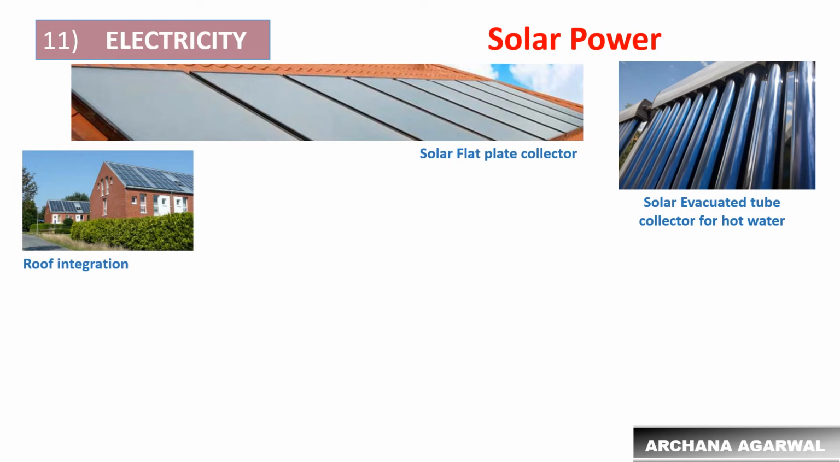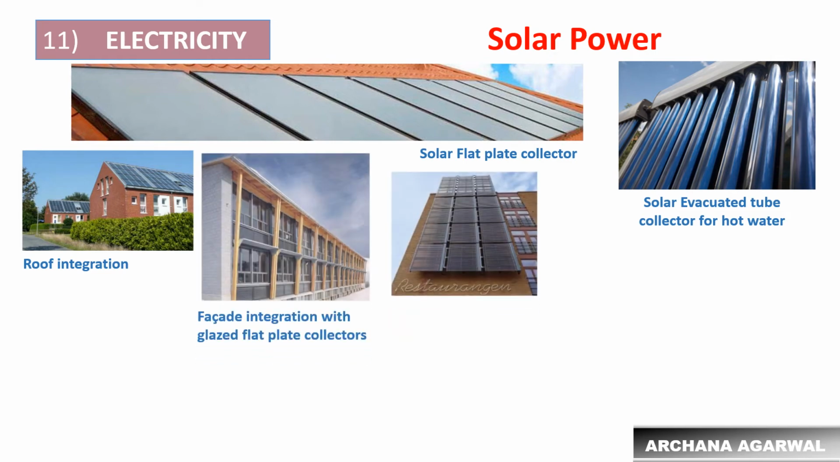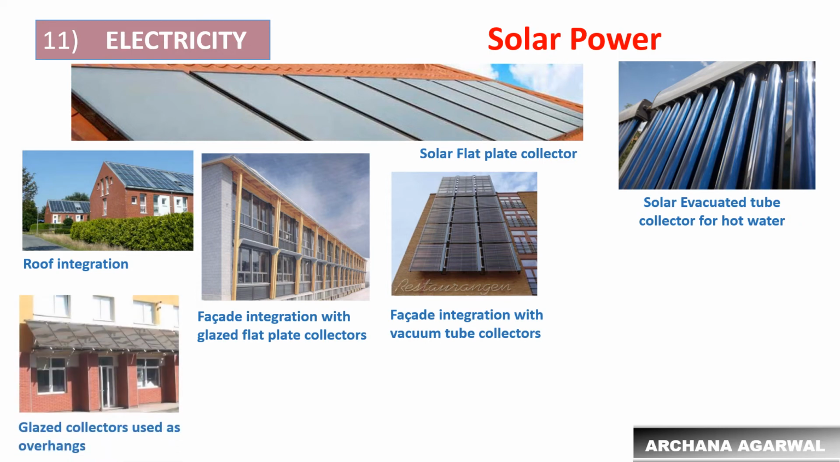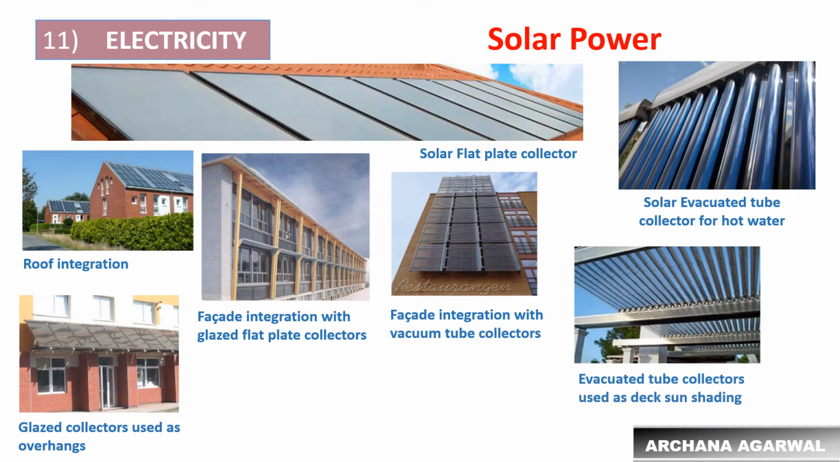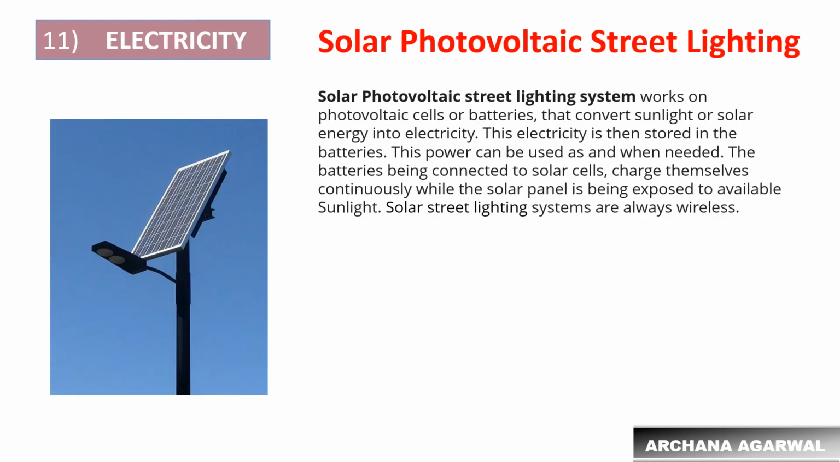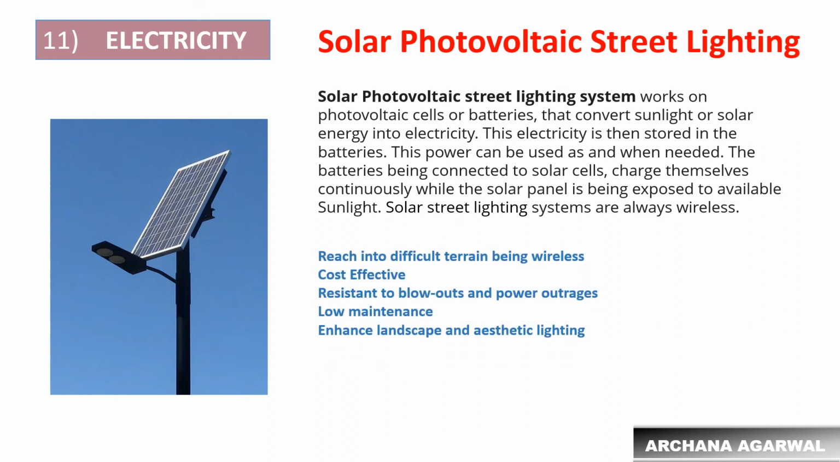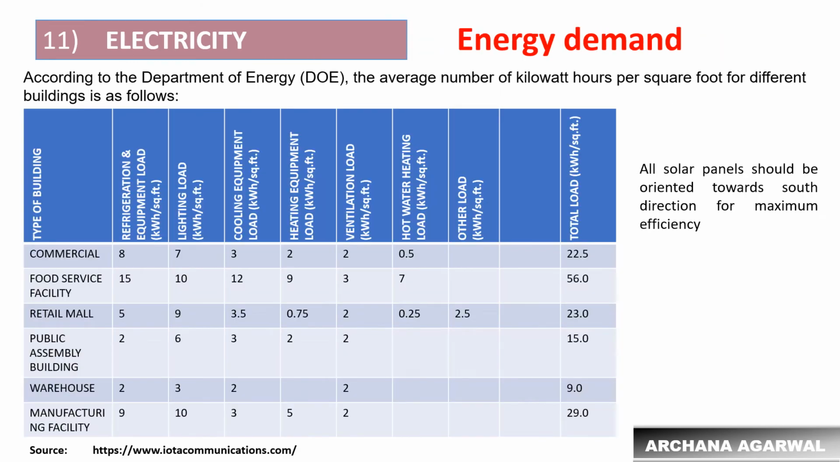This shows integration of glazed flat plate collector in the roof, and this shows the integration with the facade. This picture shows facade integration with vacuum tube collectors, and this shows glazed collectors used as overhangs. This picture shows evacuated tube collectors used as sunshade or as canopy. These are the advantages of solar PV street light. This is some data on average energy load per square foot for different types of buildings.